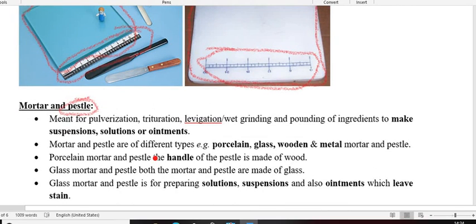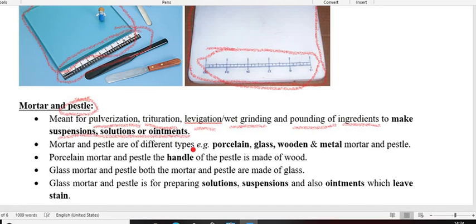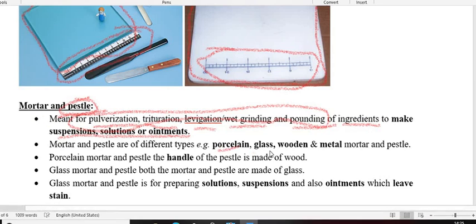Mortar and pestle is for making paste or reducing size. They are used for pulverization, trituration, levigation, and wet grinding or pounding of ingredients that take part in the preparation of ointments, suspensions and solutions. These terms are the processes to reduce the size of the ingredients or chemicals used in pharmacy preparations. It can be made up of porcelain, glass, wood or metal.